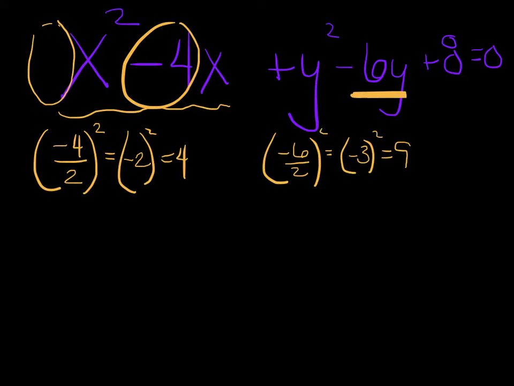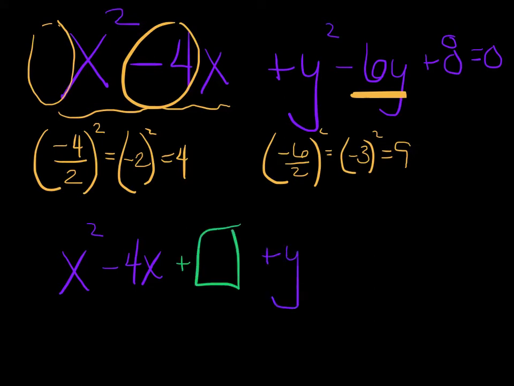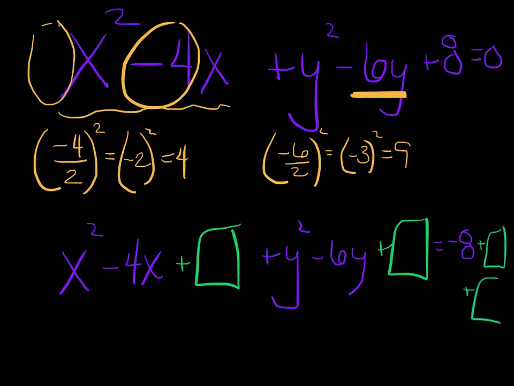So watch how I complete the square. I'm going to say it's x squared minus 4x, and I'm going to put plus a number. And I've got plus my y squared minus 6y plus a number. And of course I have to move that negative 8 over, and then I have to add those numbers to this side as well. Alright, so I'm trying to make it very, very obvious. I'm going to add those numbers to everybody.